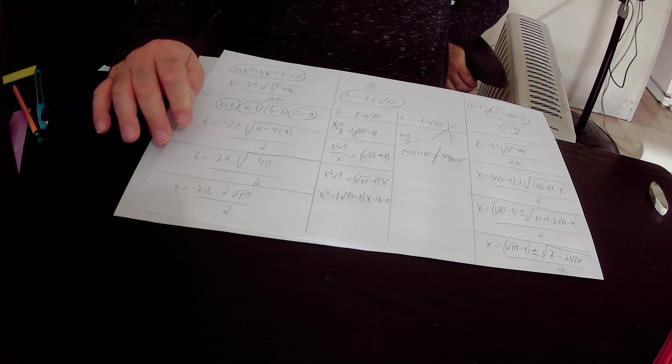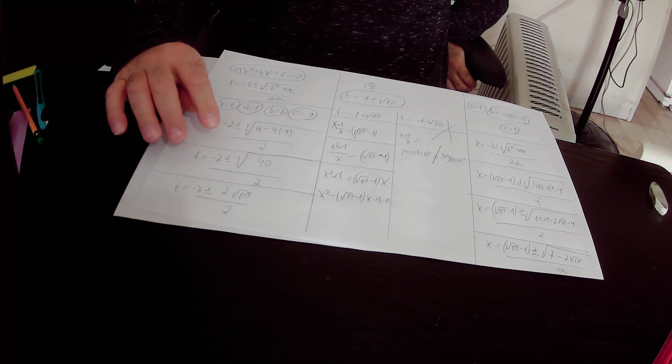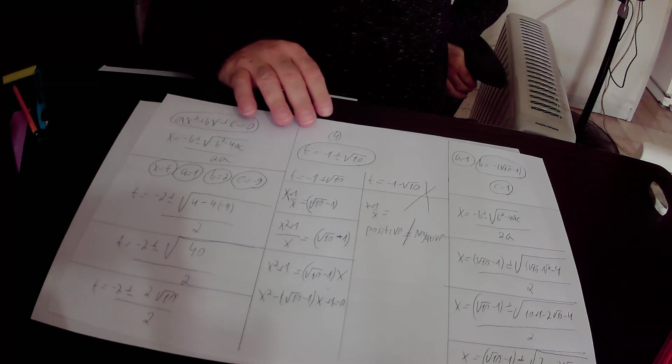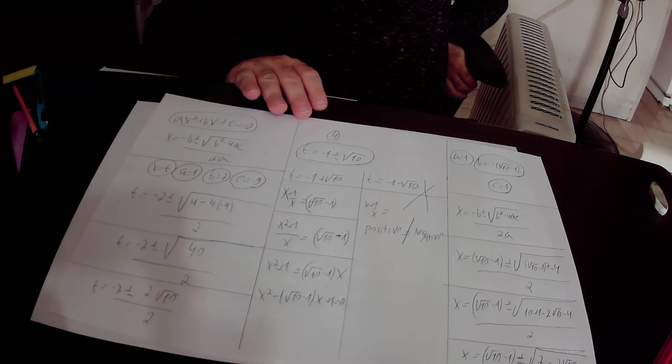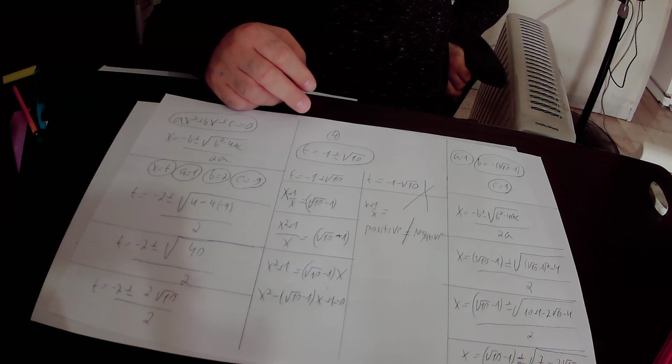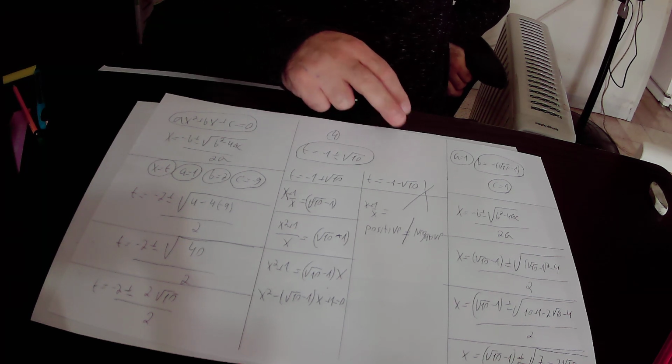Okay, minus 2 over 2 is minus 1, and 2 over 2 is 1, so in conclusion we got that t equals minus 1 plus or minus the square root of 10. It means that t has two possible solutions. The first solution is t equals minus 1 plus the square root of 10, and the second solution is t equals minus 1 minus the square root of 10.